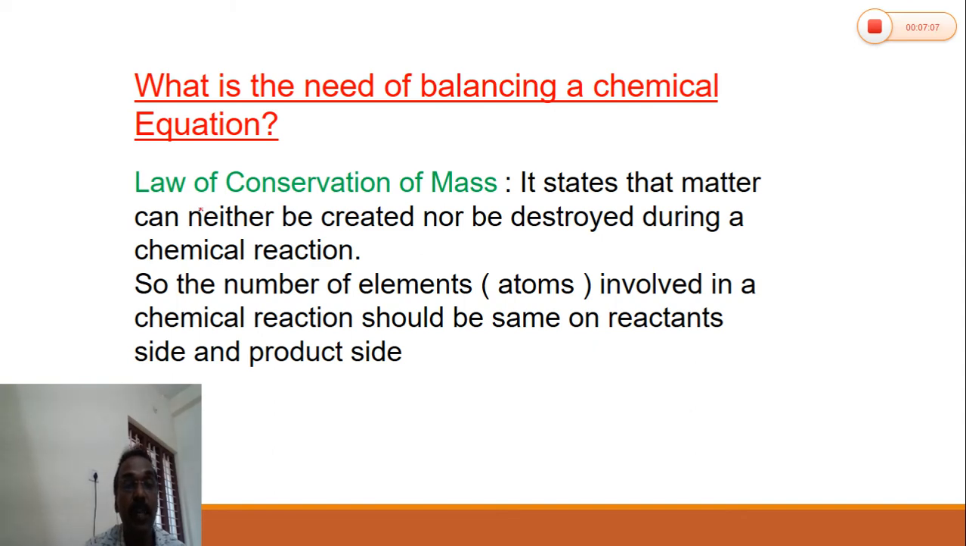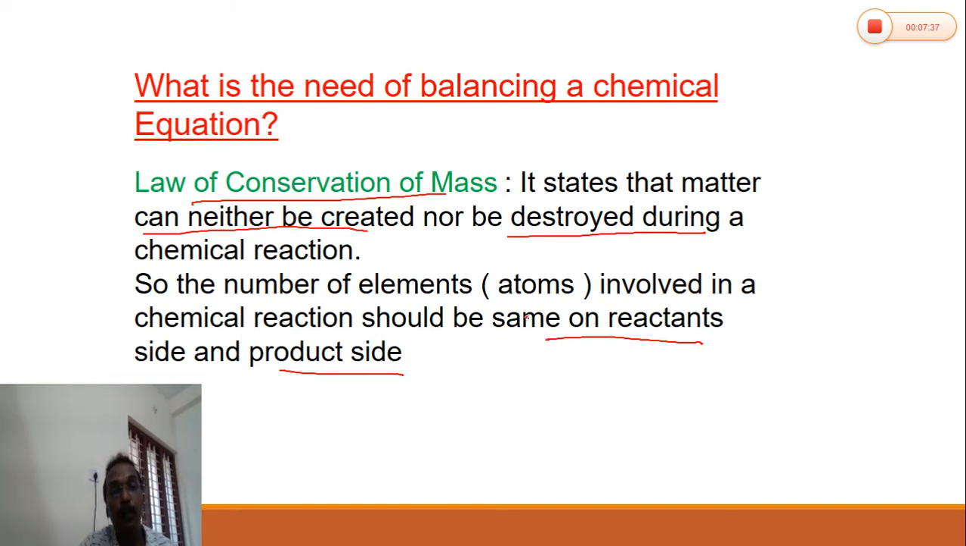We studied the law of conservation of mass. The law of conservation of mass states that mass can neither be created nor destroyed during a chemical reaction. That means it is converted from one form into another. So the number of elements or atoms involved in a chemical reaction should be the same on the reactant side and the product side. So the chemical equation should be balanced to obey the law of conservation of mass.